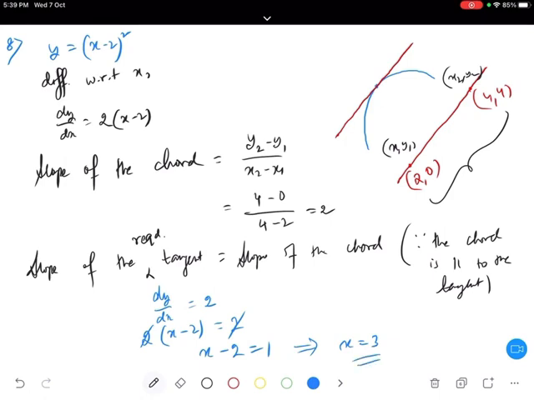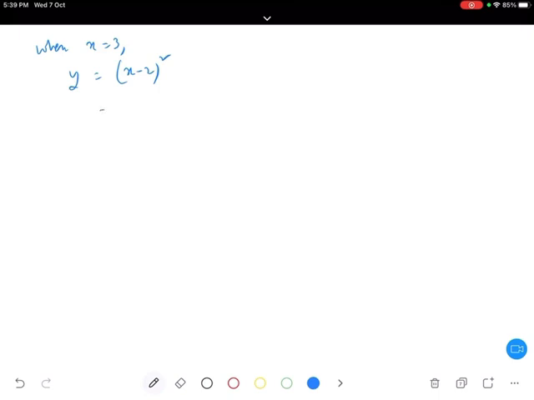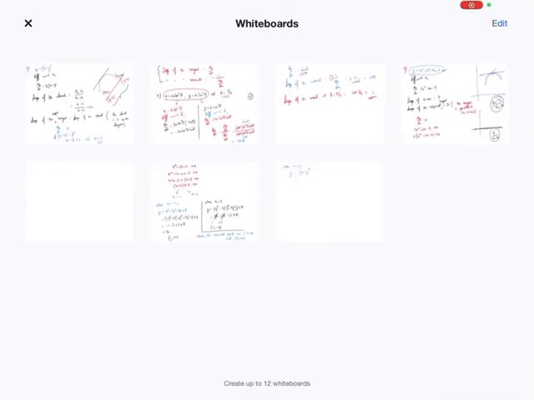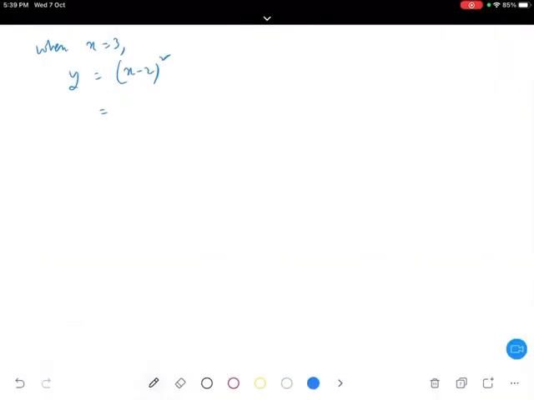So I have to find the point. When x is equal to 3, what is y? y is equal to (x minus 2) whole square, so it is (3 minus 2) whole square, that is equal to 1. So that's my answer. The required point is (3, 1). That's it.